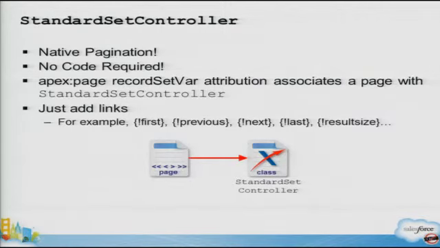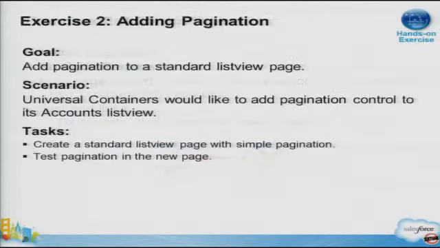One thing I forgot to mention, the standard set controller, since it does pagination, it has some standard methods already built in that you don't have to code. So first goes to the first set of 20 rows. Last goes to the last set of 20 rows in your data set. Next and previous just paginates. So those are all there. It also has a result size as well, a couple other properties you can use. So we're going to try it out.